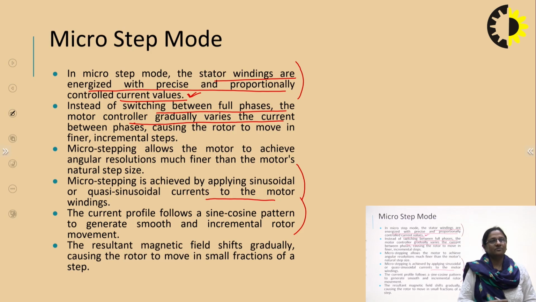So actually, instead of supplying the full winding current to the phase windings, the current is supplied in fraction of the full winding current capacity. So this way the strength of magnetic field varies, and because of that the position of the resultant magnetic field varies, and because of that the rotor incremental angle is quite low as compared to the step angle of the rotor. So that is all in the single stack variable reluctance stepper motor.